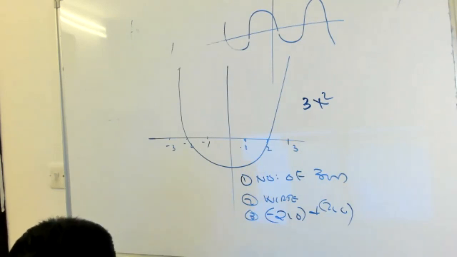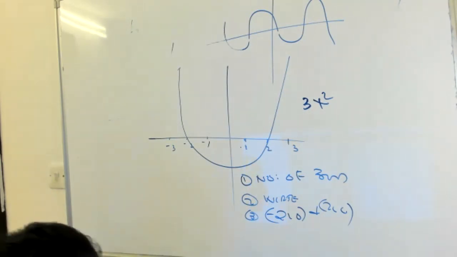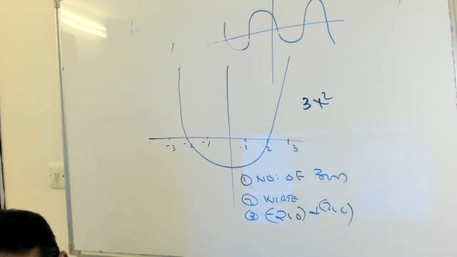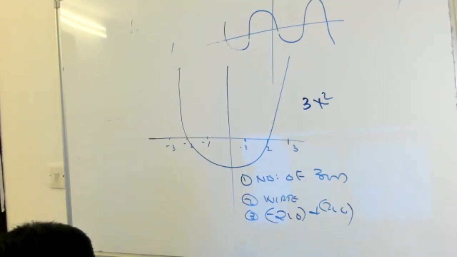So, in the second one, what did you write? Second one, write the zeros. That means -2 and +2. What are the zeros? Clear now? Yes, sir.